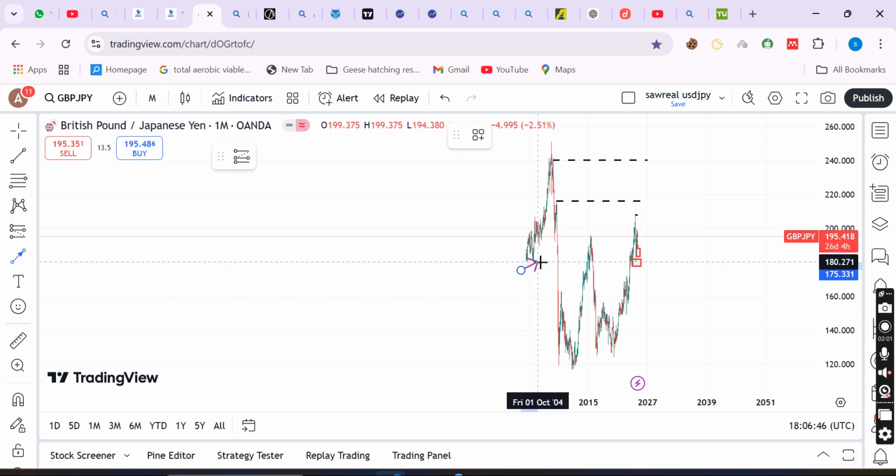So we broke structure here, broke structure here to the downside. Then we had a pullback over here. That was a retracement, and then it retested this level, and then bought all the way to the upside over here. Broke structure here, and then let's zoom in to see whether we can call this level a break of structure or not.